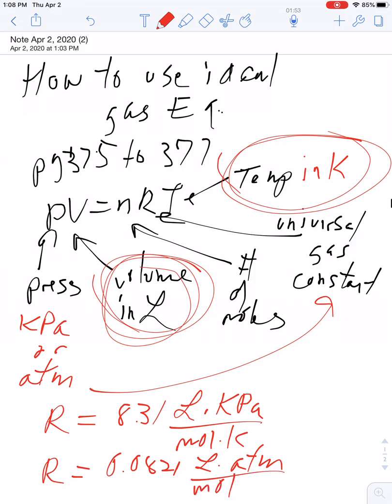Now, like I say, you always put units on things, because that's how you know you're using things correctly, when all the units cancel correctly. So let's just start off with one.